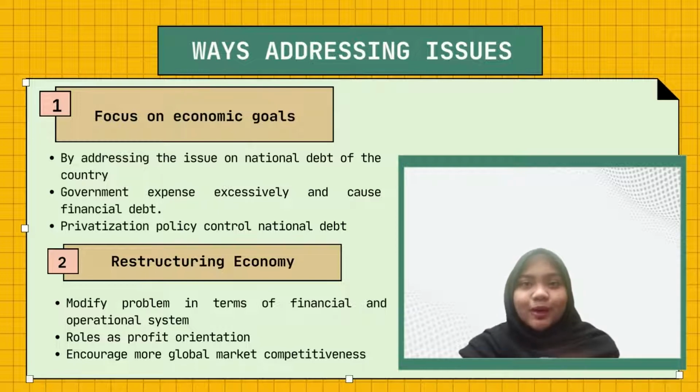And second point is in terms of restructuring the economy. Restructuring is a method of reorganizing the organization problem in terms of financial and operational system. For example, the emergence of debt issues. Thus, restructuring process can be applied in order to modify the problem. To elaborate more on this, privatization policy contributed in restructuring the economy through its role as profit orientation. With the profit earned, it could help the government getting much revenue in order to enhance the government development plan or finance, and this reduces the government financial issue.